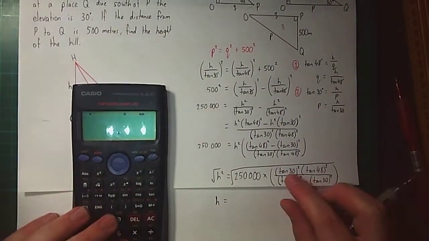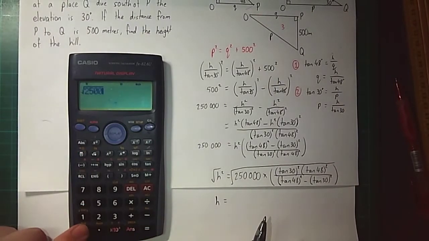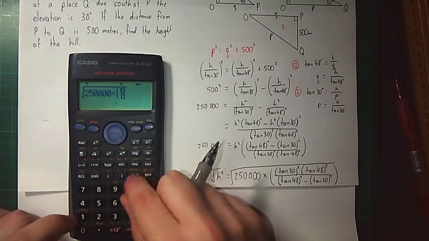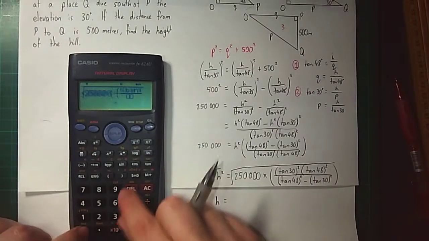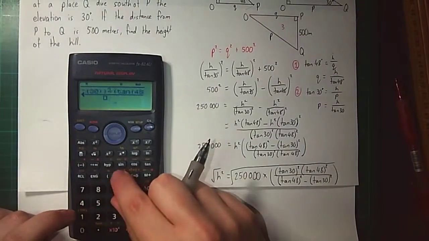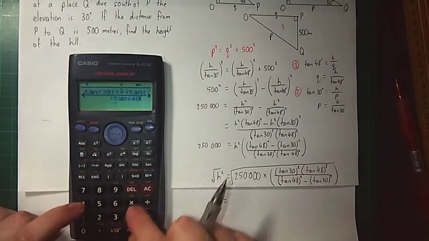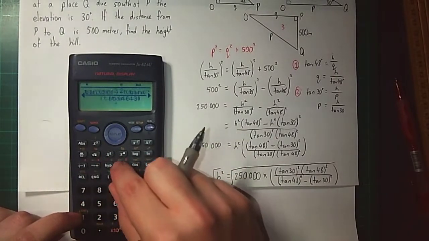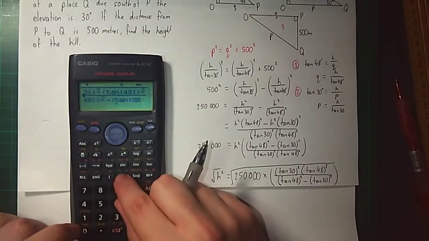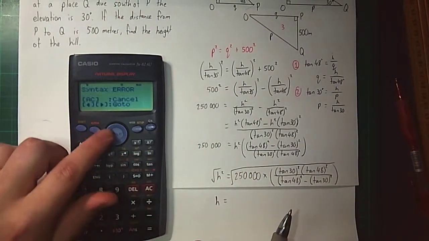Just make sure there's no glare there. So the square root of 25 with 4 zeros, times tan of 30 squared times tan of 48 squared, over tan of 48 squared minus tan of 30 squared.